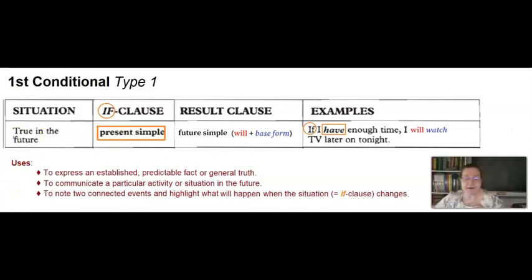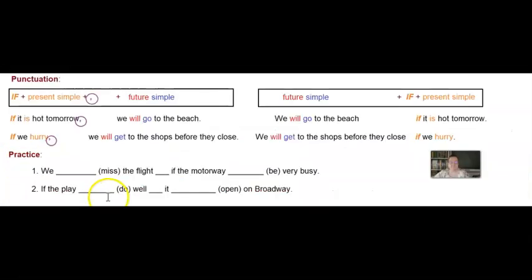Now, what happens, for instance, if we were to swap around the sentence, meaning could I put the if clause at the end of the sentence, meaning the second half? Could I put the result clause at the beginning of the sentence? Yes, we can. Let's have a look. Every time that the if clause is at the beginning of the sentence, it is immediately followed by a comma. And then we've got the result clause.